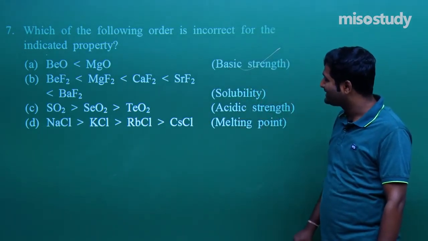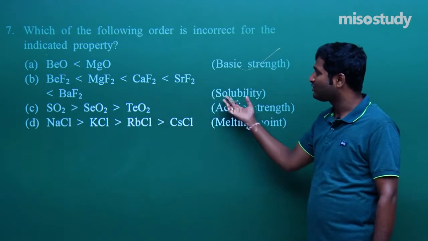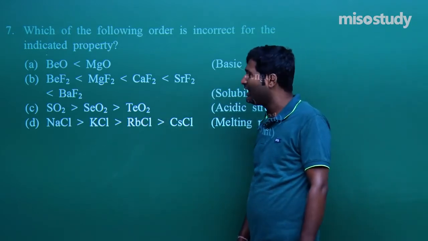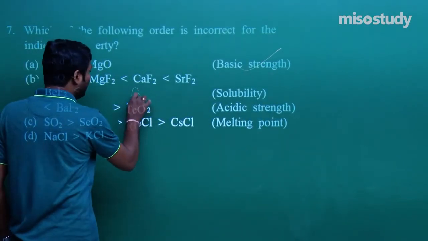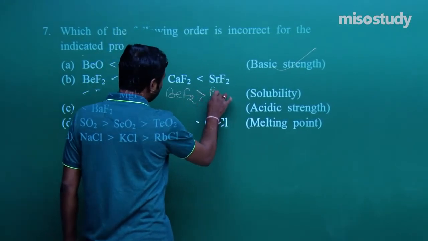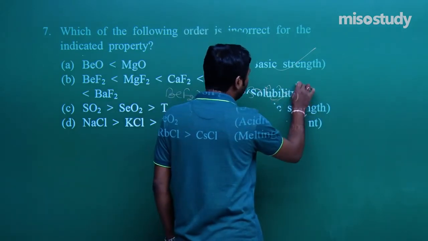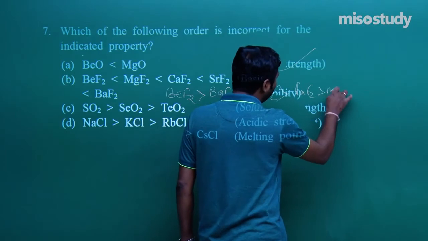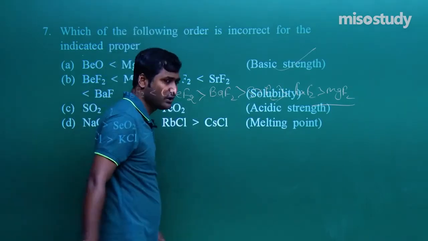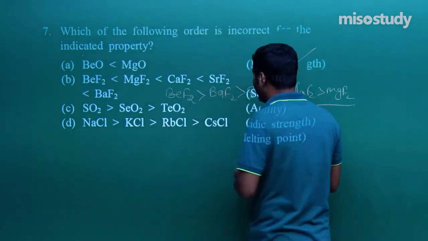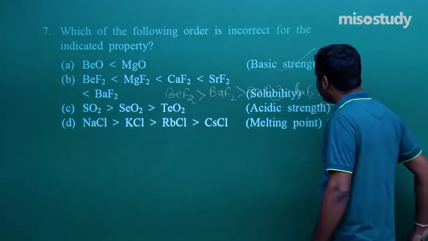Now what about the second option? As I discussed a few minutes earlier, this is not the solubility order. What is the correct solubility order? First comes BeF2, then BaF2, then SrF2, then CaF2, and finally MgF2. Is it clear to you friend? So this is not a correct option according to the question, which asks for the incorrect option. So we can say this one is an incorrect option, and this is the correct answer.